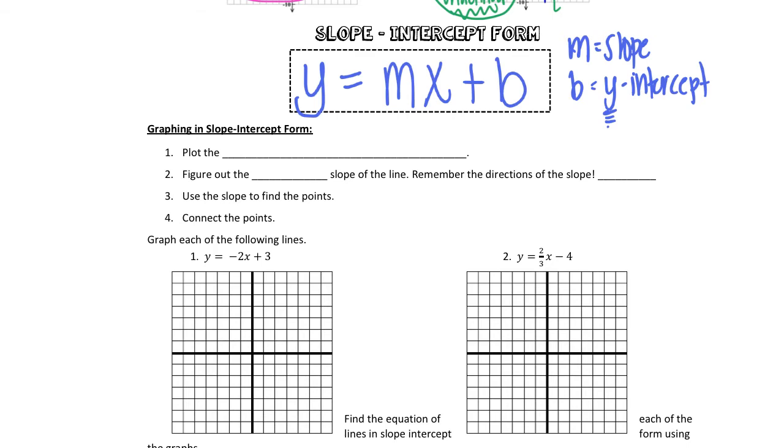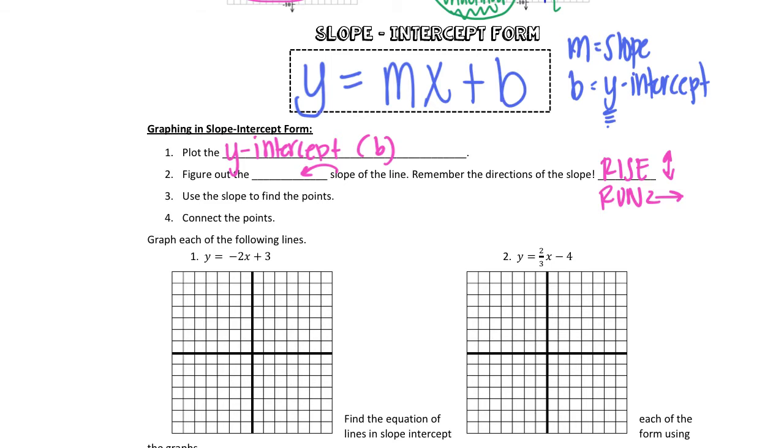Remember, it's the y-intercept. So when you're graphing a line in slope-intercept form, it's very basic. You first plot the y-intercept on the y-axis, so whatever that b value is. Then you figure out the slope of the line. Remember the directions of the slope. Rise over run. So the top number tells you the up and down, the bottom number tells you how much you go left and right. If it's a whole number, you can always stick it over 1. So if your slope was like 5, stick it over 1. You get 5 over 1, so you can see your rise and your run. Use your slope to find additional points, and then you connect the points.